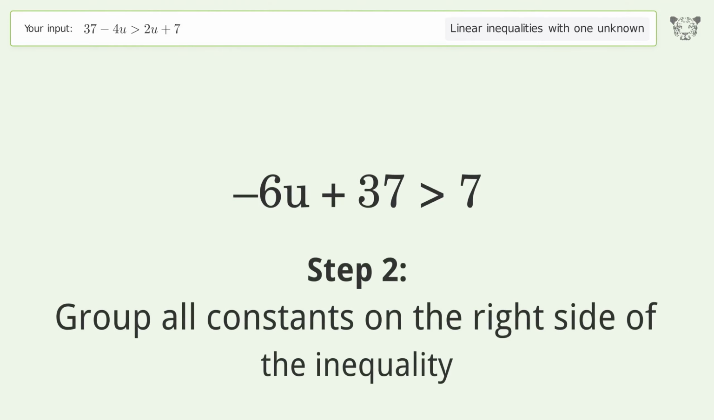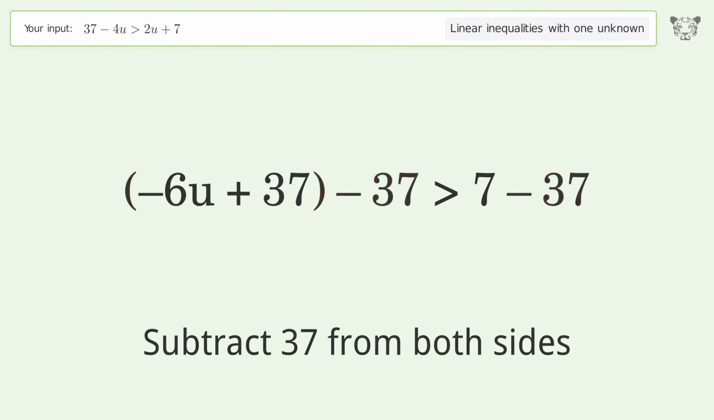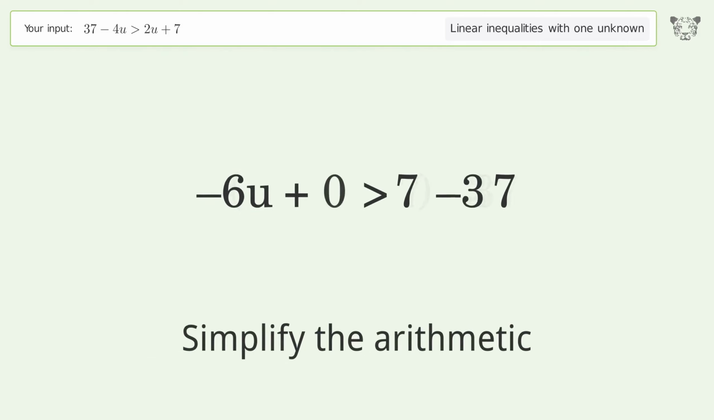Group all constants on the right side of the inequality. Subtract 37 from both sides. Simplify the arithmetic.